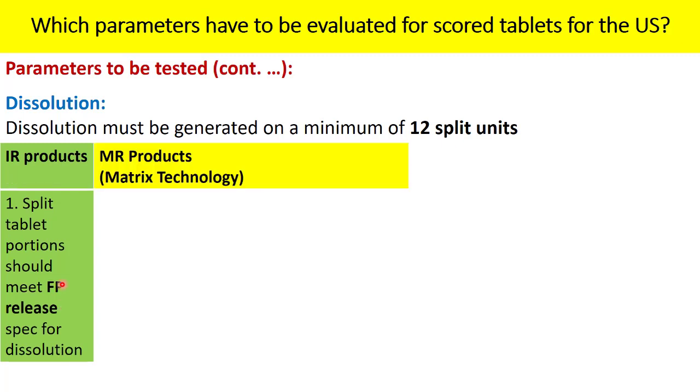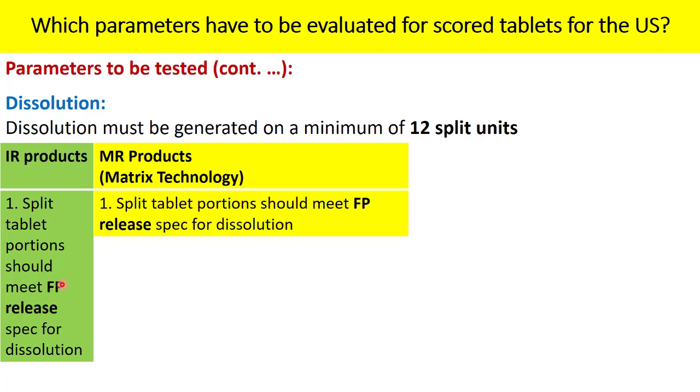In case it is a modified release product, and if it is a matrix technology, like a polymer based product such as a metformin modified release product containing HPMC, then the first requirement is what? The split tablet portion should meet the finished product release spec for the dissolution. So this is common for IR and MR. The first and foremost is what? Your split tablet should also meet the finished product release specification.